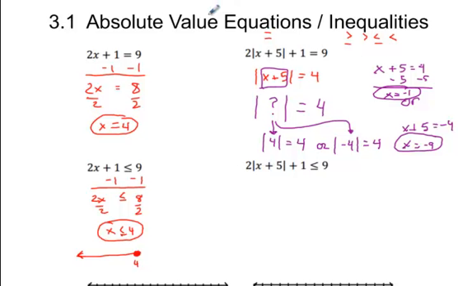Alright, this is a lot of work so far for this one page. Now it gets even more complicated. We've got this absolute value inequality to solve. Same sort of steps, except after I subtract 1 and divide by 2, I'll have the absolute value of x plus 5 is less than or equal to, not 9, 4. That same 4 we've been dealing with for the last 3 problems.